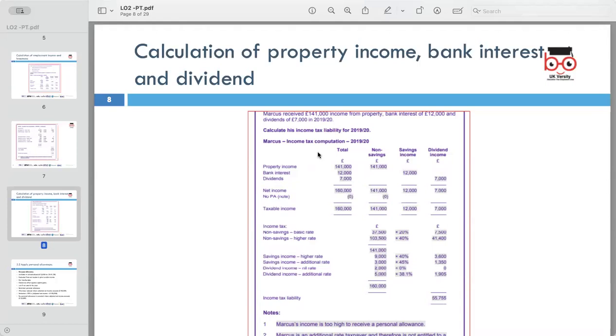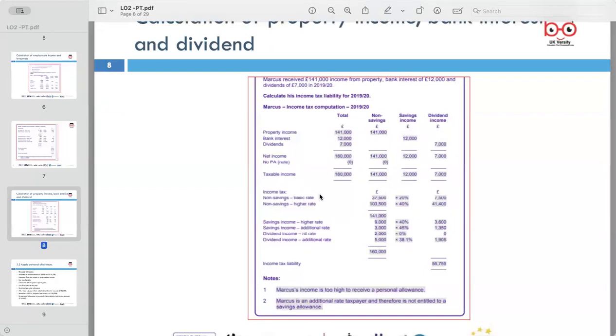This is done by adding up all the income from different sources. So in Marcus' case, his taxable income is 160,000 pounds. As Marcus' income is above the threshold, he is not entitled to receive personal allowances. Therefore, we don't deduct any personal allowances from his taxable income. So we calculate the income tax liability based on Marcus' taxable income and the tax rates applicable to each type of income. Marcus falls into the additional rate taxpayer category, which means he is subject to the higher income tax rates.